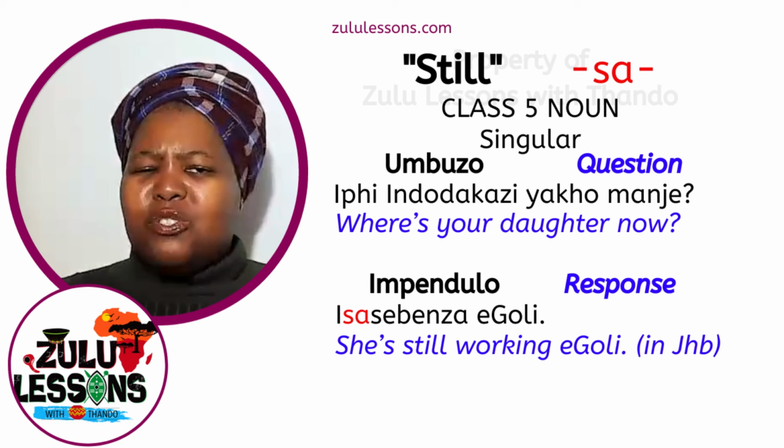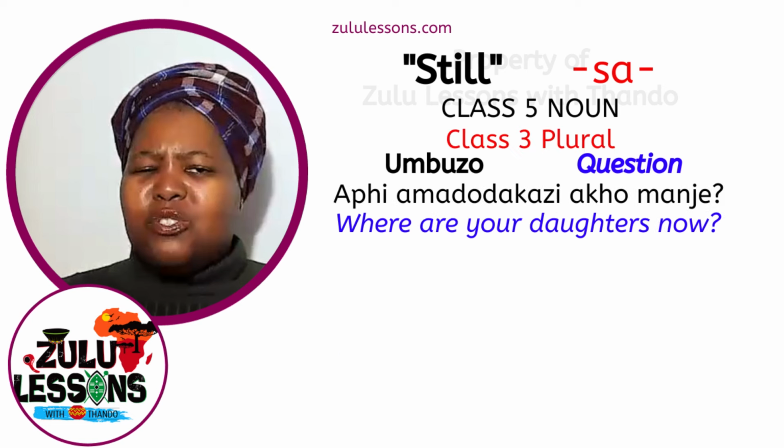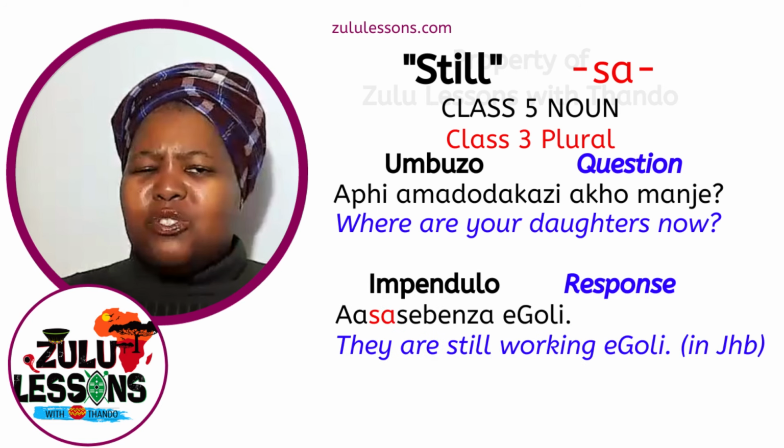Isasebenza eGoli. Make sure that you say something like this slowly so that you don't get yourself tongue-tied with those S syllables. The plural of this then would be, aphi amadodakazi akho manje? Where are your daughters now? Asasebenza eGoli. They are still working in Johannesburg.